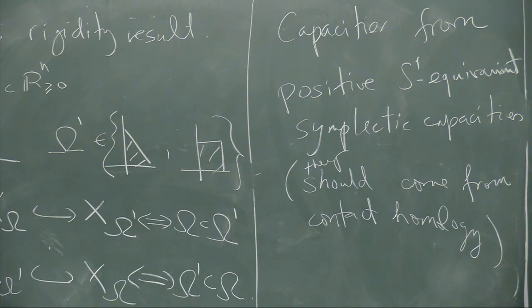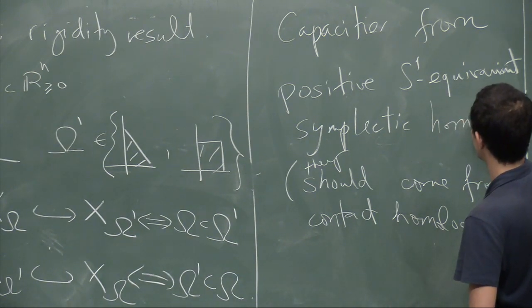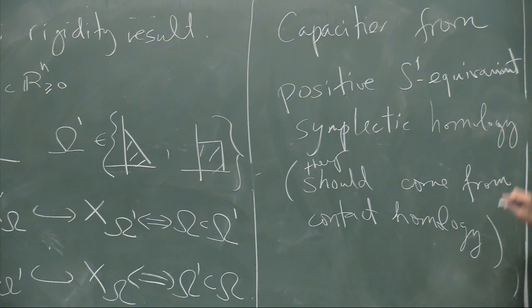But for now, Michael and Jean Gut wrote a very nice paper defining these capacities using capacities from symplectic homology, using S1 equivariant symplectic homology. So this was done by Jean Gut and Michael Hutchings. And the paper appeared on the archive less than a month ago, thankfully. Yeah, so the conjecture is that they're equal to Ekeland-Hofer.